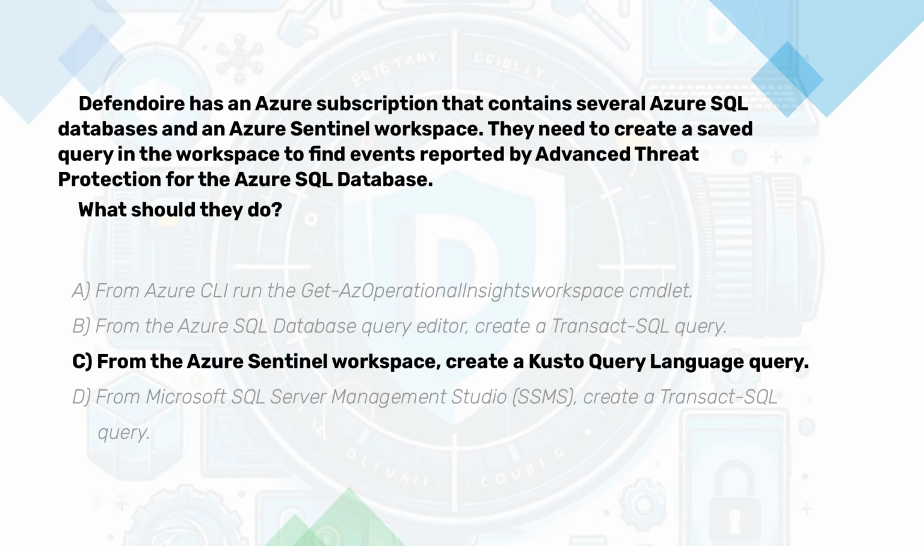To create a saved query in the Azure Sentinel workspace to find events reported by Advanced Threat Protection for an Azure SQL database, the best approach is to create a Kusto Query Language query. Kusto Query Language is specifically designed for Sentinel and can directly handle queries without sending results back out. This makes it ideal for creating event sourcing queries that trigger alerts or feed into the cloud function required by Sentinel.